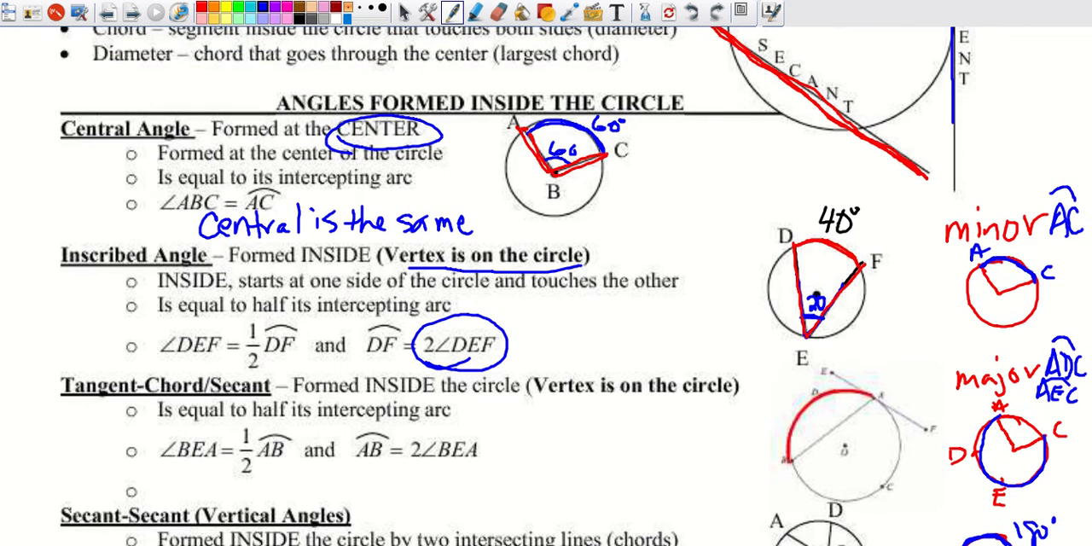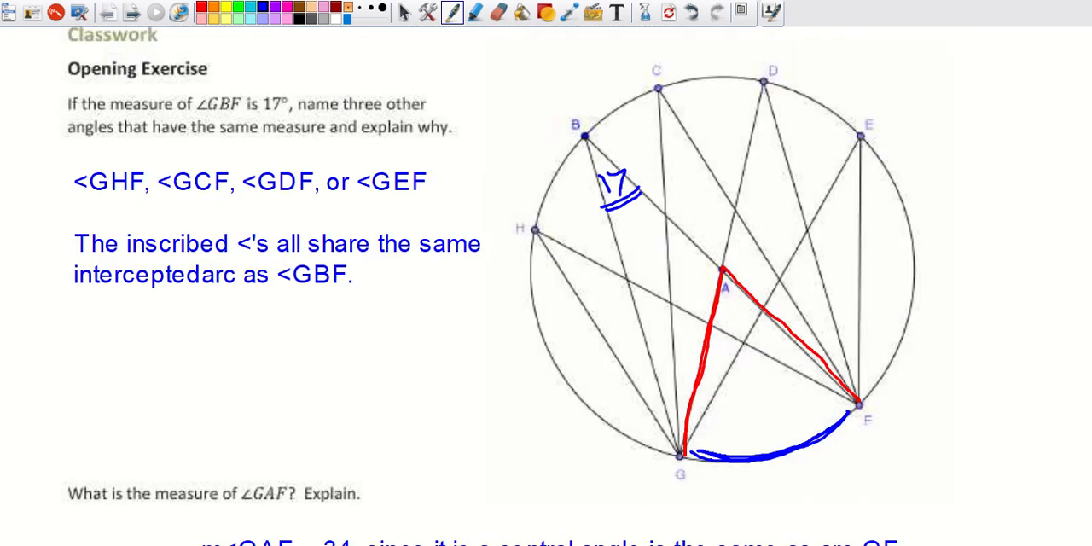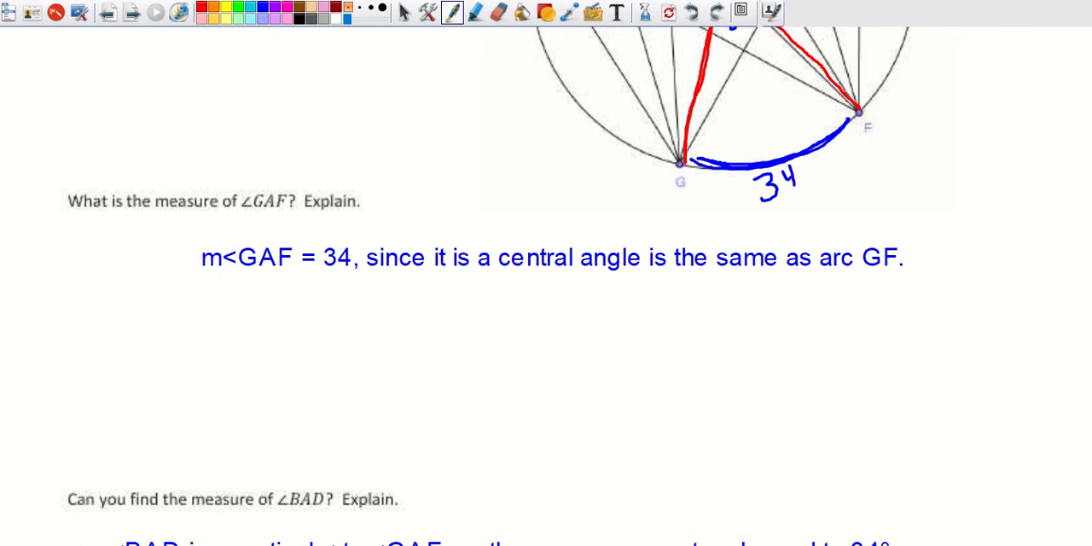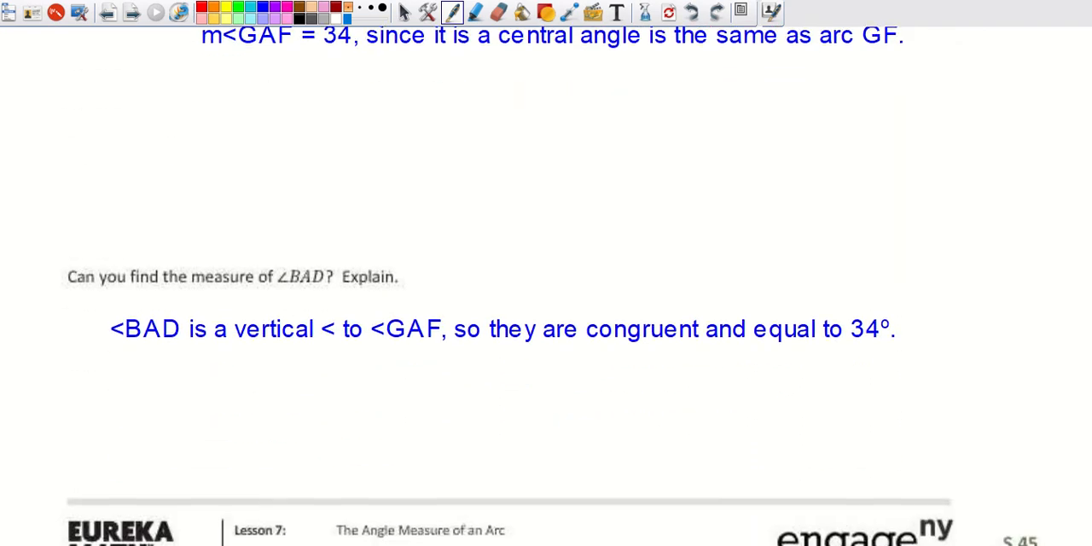And a central angle is located at the center of the circle. And this is the same as the arc, all right? So if this is 17, this is double that, so this is 34. And the central angle is also going to be the same as that, so this is 34. All right, so 34, since it's the central angle and is the same as arc GF.